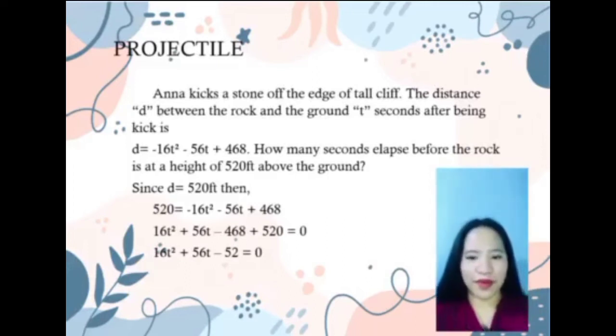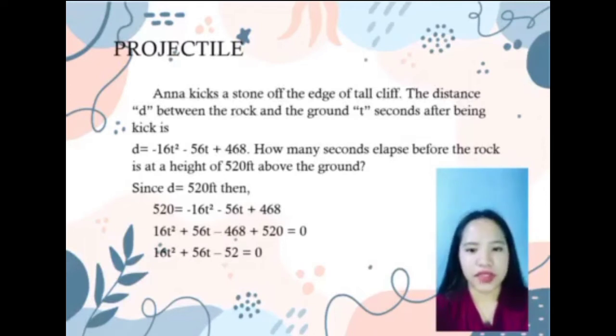Here's my example problem. Anna kicks a stone off the edge of a tall cliff. The distance d between the rock and the ground t seconds after being kicked is d equals negative 16t squared minus 56t plus 468. How many seconds elapse before the rock is at height of 520 feet above the ground? Let's substitute 520 for the value of d. Now the equation is 520 equals negative 16t squared plus 56t plus 468.